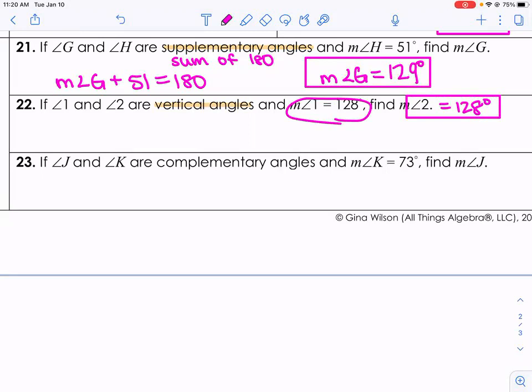Olivia, tell me what it means to be complementary angles. Okay, so our sum is 90 degrees. So if J and K are complementary, then when we add them together, their sum should be 90.